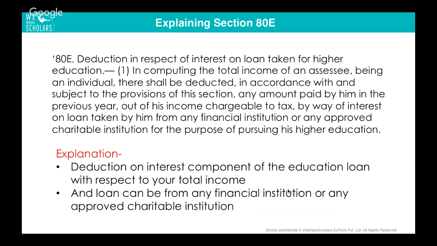Now, what does "with respect to total income" mean? Because everyone's income varies. In my further slides, I'll tell you, as per, let's say, Budget 18-19, what the slabs for the tax are as per income.